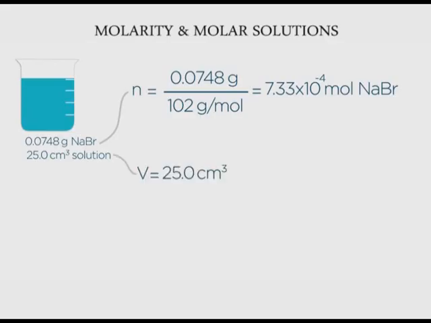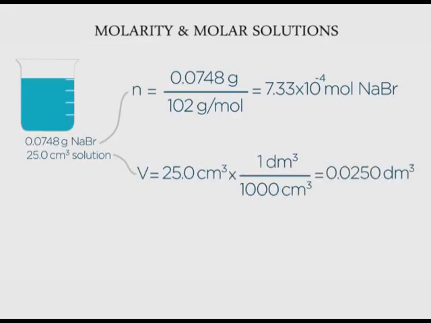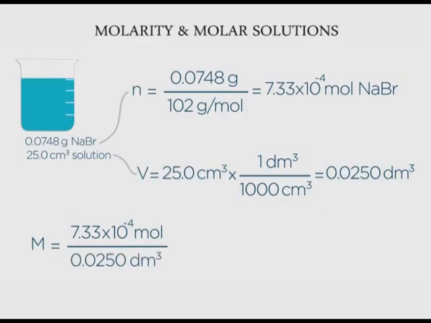Next, we convert 25 cubic centimeters into cubic decimeters. We divide by 1,000, and that gives us 0.0250 cubic decimeters. Molarity will therefore be given by 7.33 times 10 to power negative 4 moles over 0.0250 cubic decimeters. And that gives us 2.93 times 10 to power negative 2 moles per cubic decimeter, or molar.